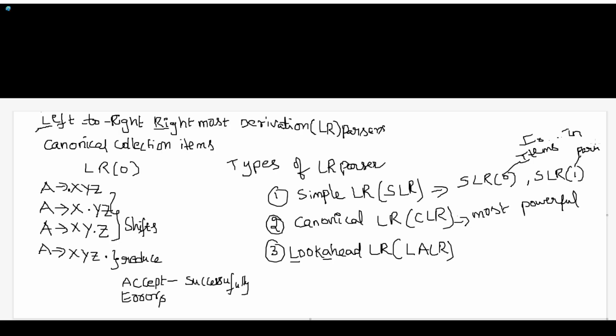So what does 1 refer to? No multiply defined entries. That is the meaning. That means if the parsing table does not contain multiple entries, then it is said to be SLR. Okay, and next one is CLR(0) and CLR(1).